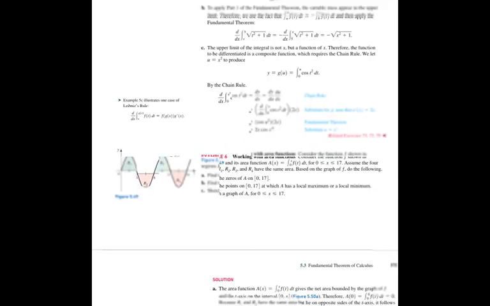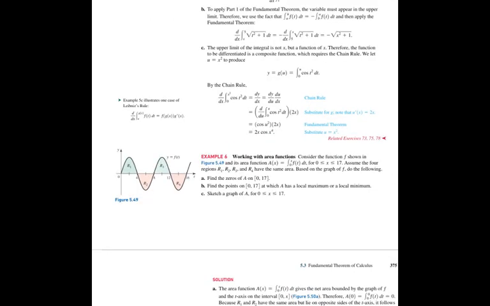Okay, sketch the graph of A. So it should go up, reach a max, and then come down. So I'm thinking like a zigzag.